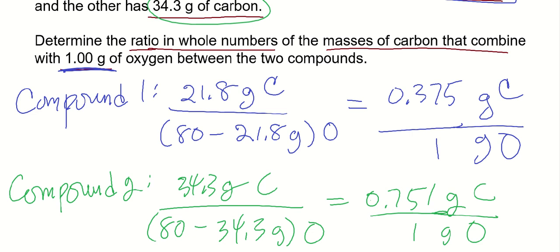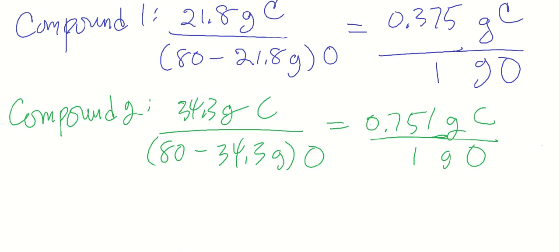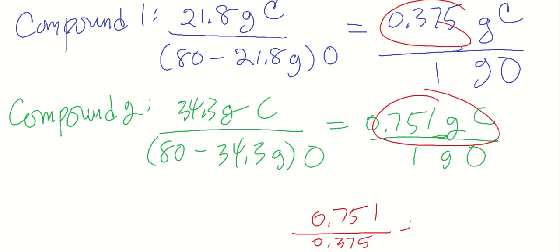Now, we're just going to get the ratios of the masses of carbon. That's what it's asking us to do. Excuse me. All right, let's put the bigger number on the top because then we'll get a whole number. 0.751 over 0.375. Just taking these numbers, putting the bigger one on the top so we get a whole number, and I bet you that's going to be 2 because, like we already said, we've done this problem a few times.